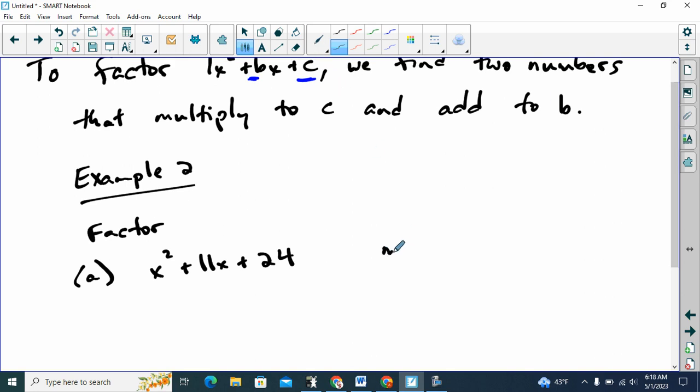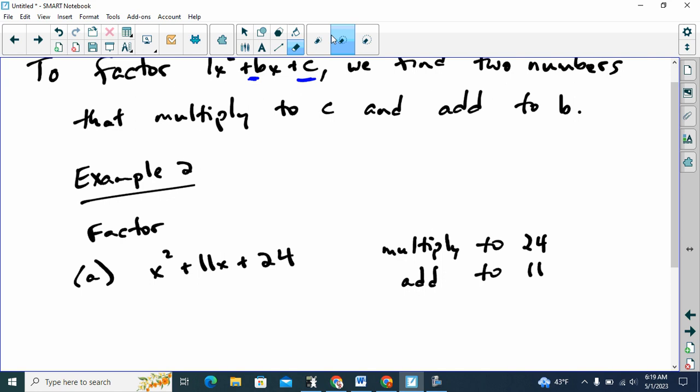So I want it to multiply to c, which is 24, and needs to add to b. b is what's next to the x. Add to 11. We always want to start with the multiply to. There's a lot more things that add to 11 than there are things that multiply to 24. And it's a little bit of a guessing game. We're going to start by guessing something that multiplies to 24. Might take a little bit.